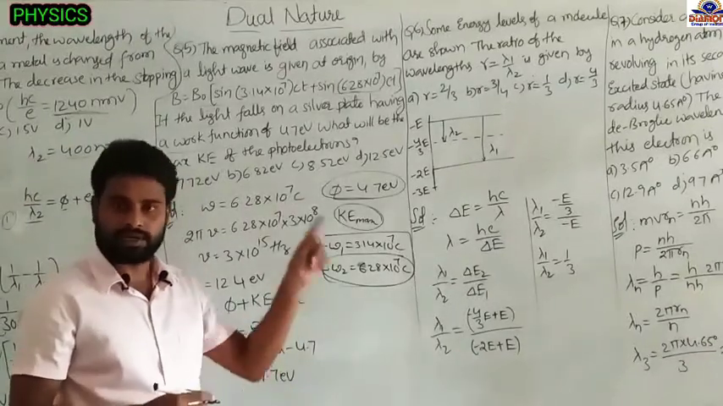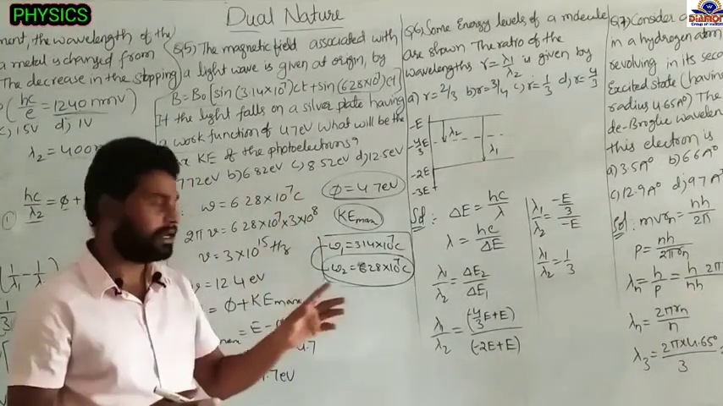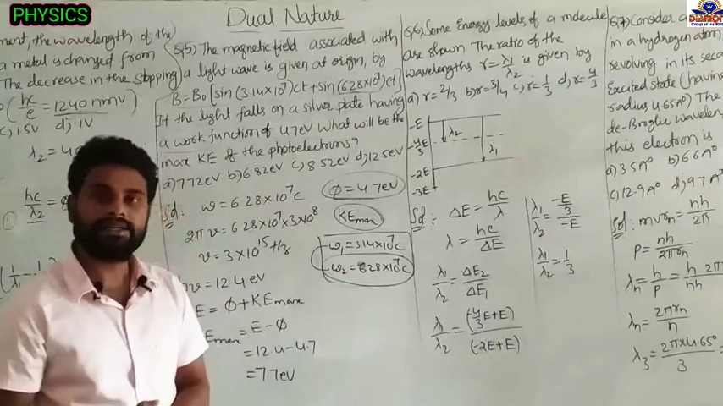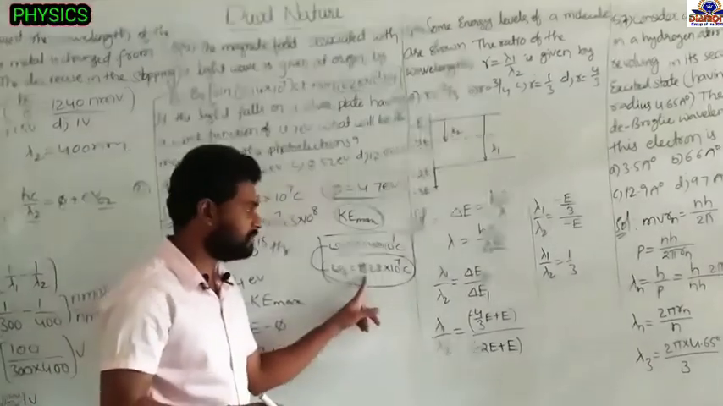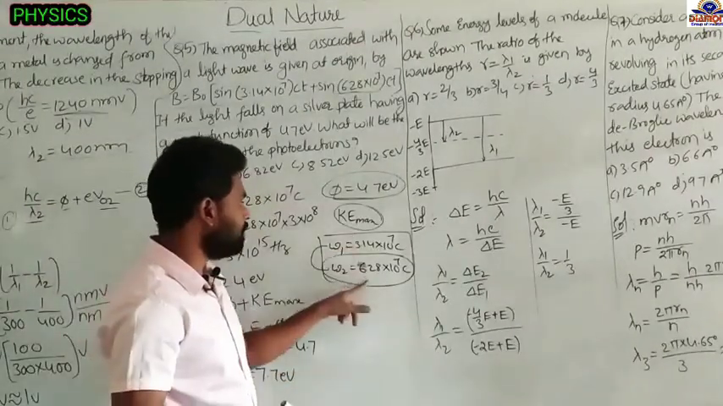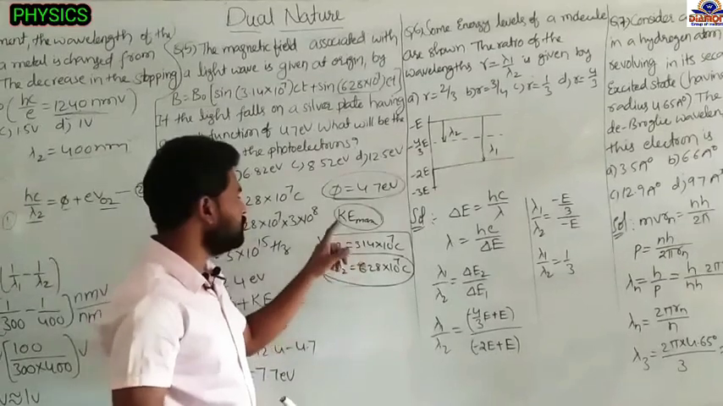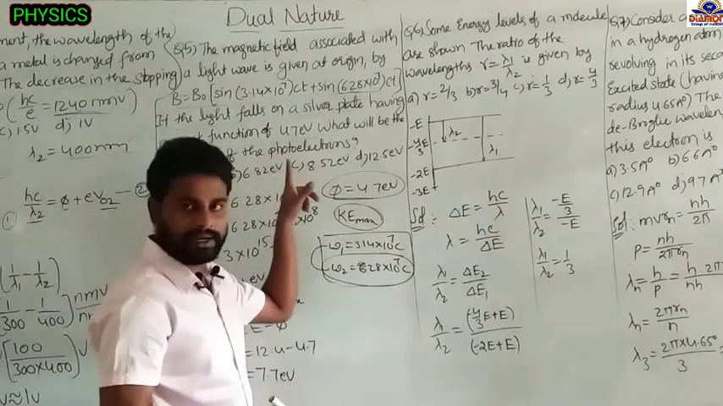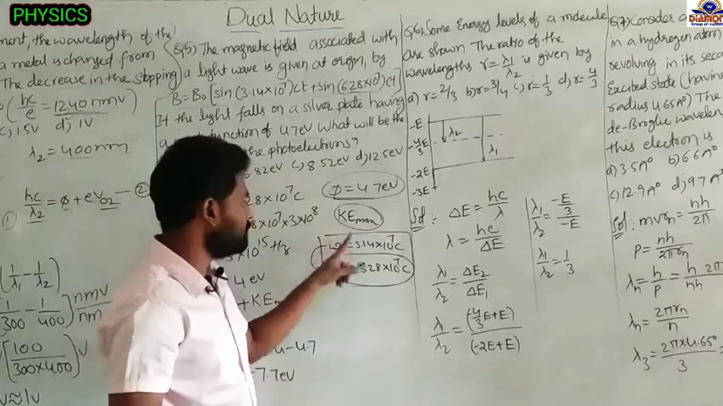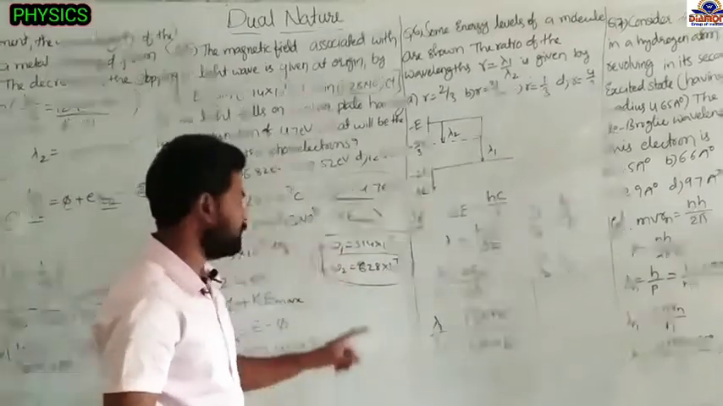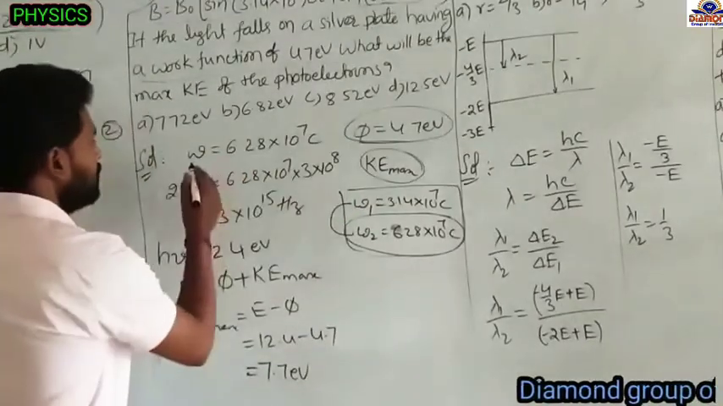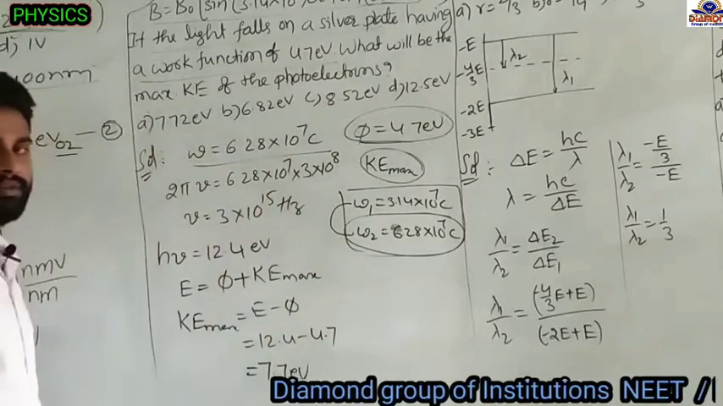If the energy of the photon is more, then the kinetic energy of the electron is also more for this frequency. Compared with this one, the other is less, so we should not consider it. For maximum kinetic energy, only the more frequency we have to consider. Now I am considering this omega 2, that is nothing but 6.28 into 10 power 7 C.